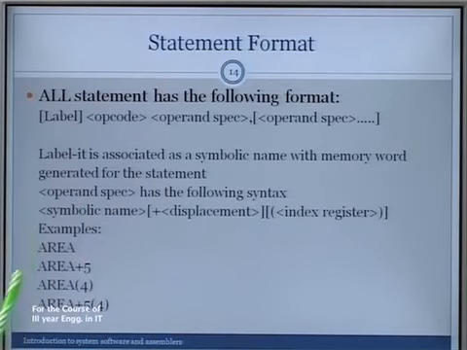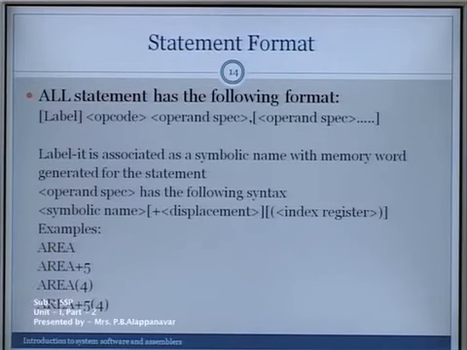Now these are some of the examples. The first one simply shows a symbolic name, AREA. What it represents is one memory word in your memory that has been associated with the symbol name AREA.